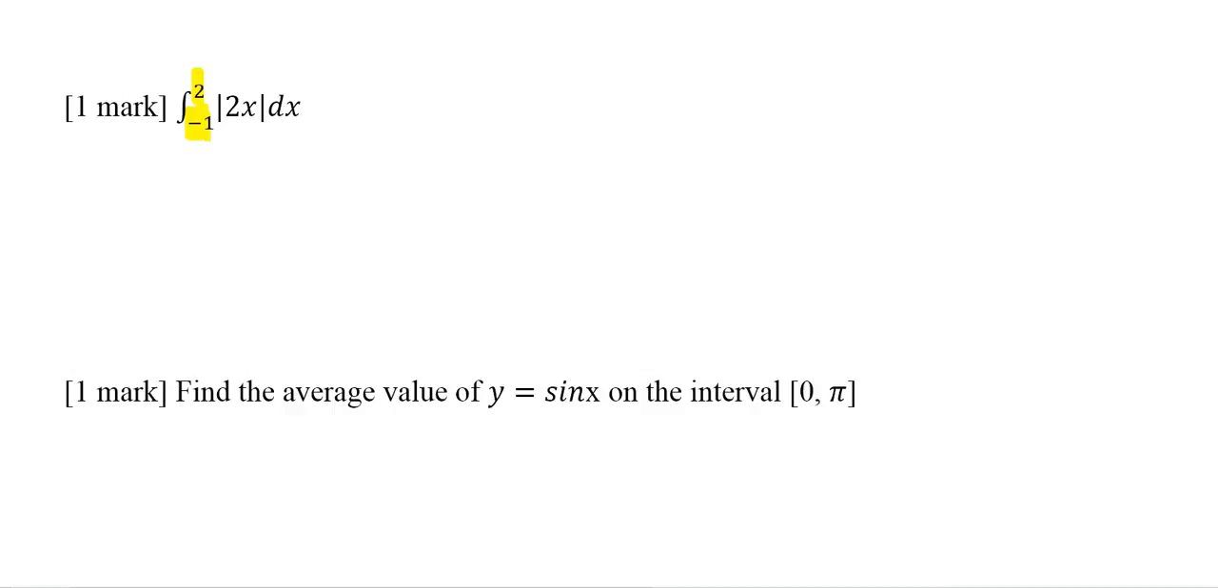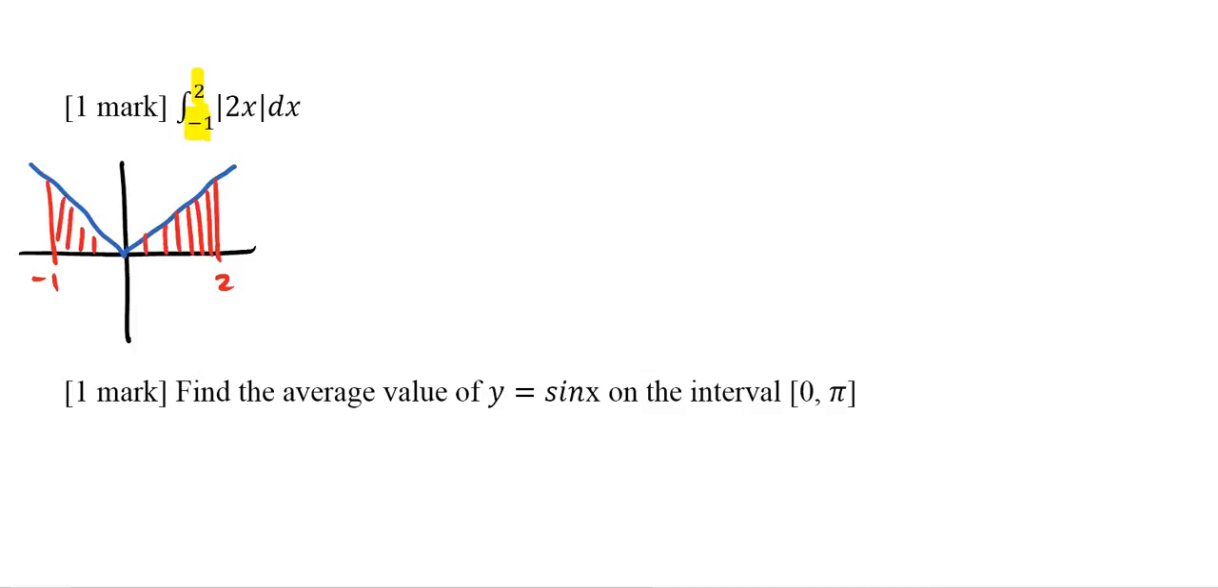Now if I go ahead and graph this, I know 2x kind of looks like this. And if I want to take the absolute value, that means this part right here will be reflected. So I'm going from here to here now. So let's just delete this part right there. Alright, so I want to find out what my area is between -1 and 2. So I want to find that area right there.